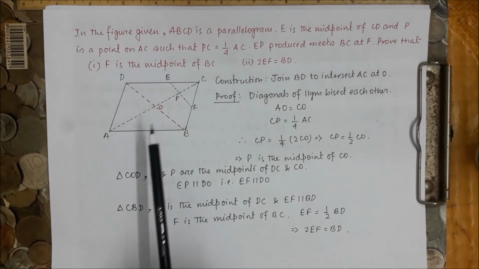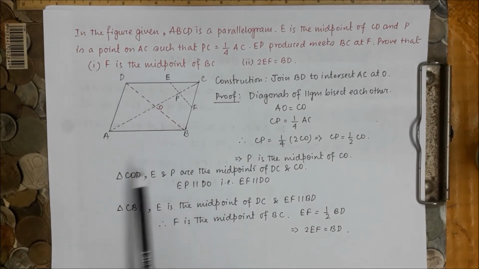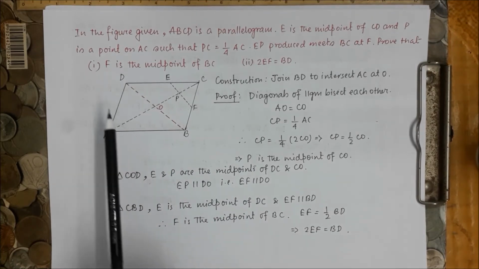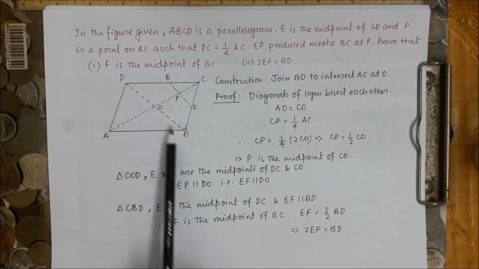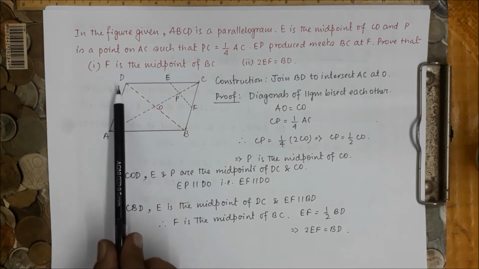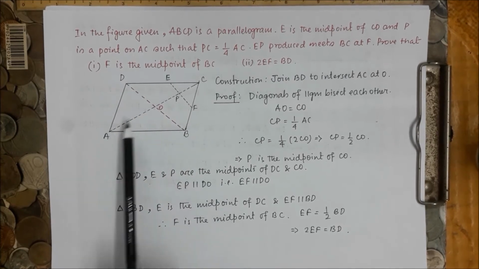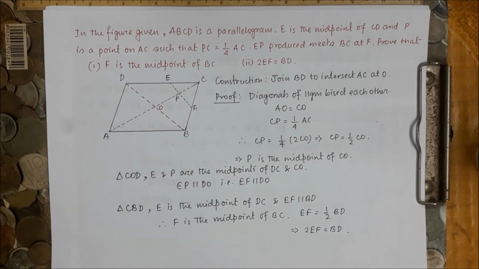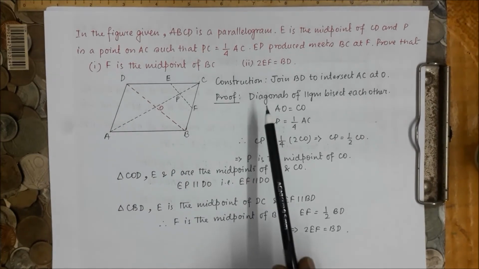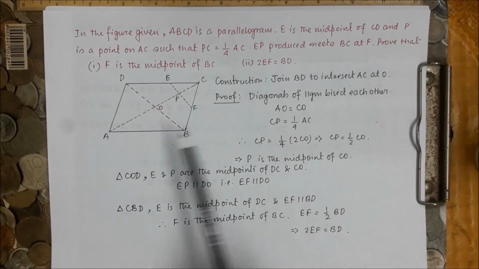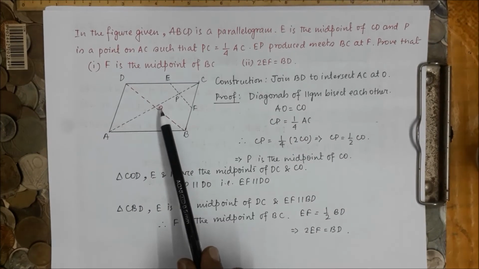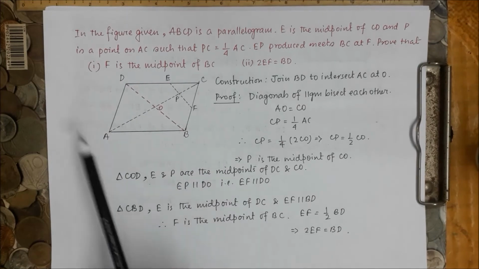Now to prove this sum, we need to draw a construction. This red line represents our construction, that is join BD to intersect AC at O. Now we know that diagonals of a parallelogram bisect each other. That means AO is equal to OC.